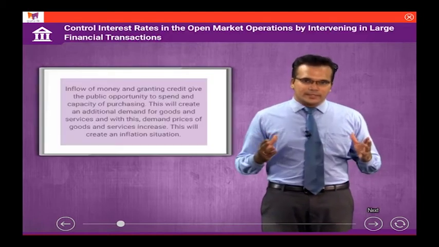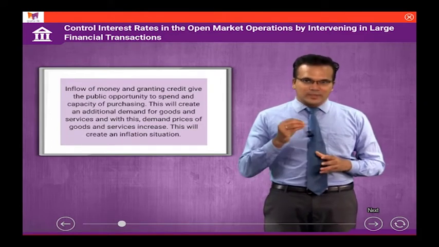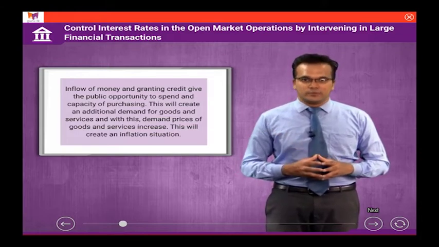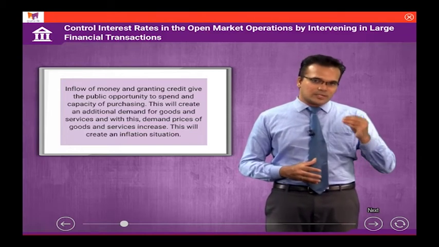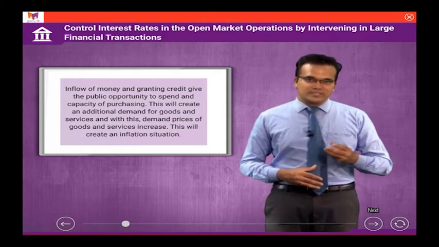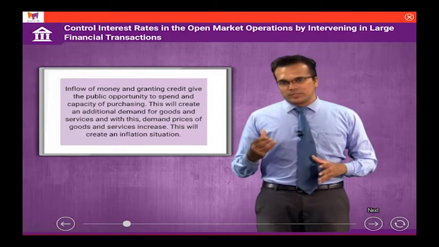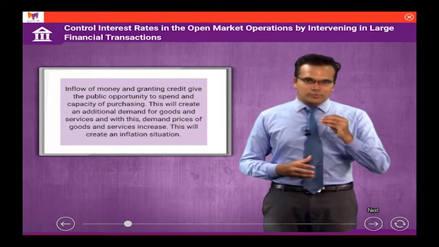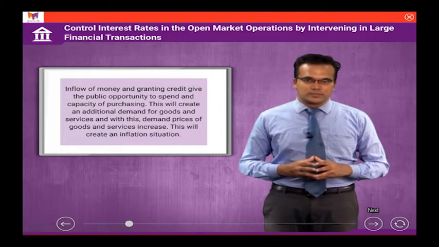In an economy, inflow of money and granting of credit give the public the opportunity to spend and the capacity for purchasing. This will create an additional demand for goods and services, and with this demand, prices of goods and services increase. This will create an inflationary situation. We will discuss inflation on the next slide. In controlling this situation, the central bank will have to intervene in the open market operations, controlling the interest rates, which will impact the credit creation process.